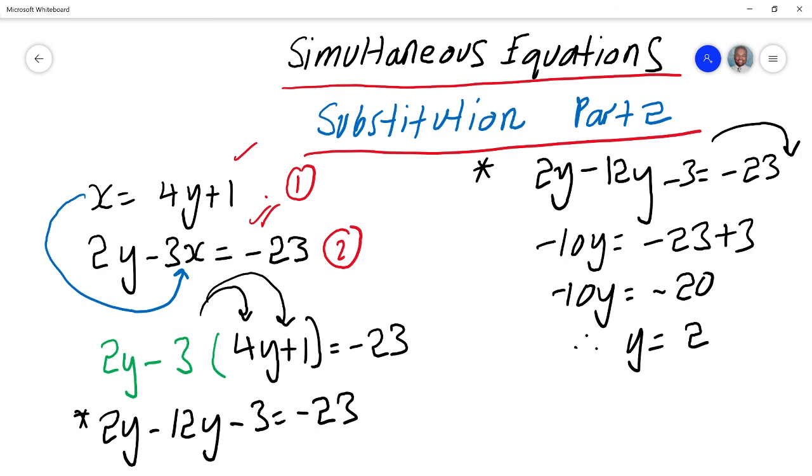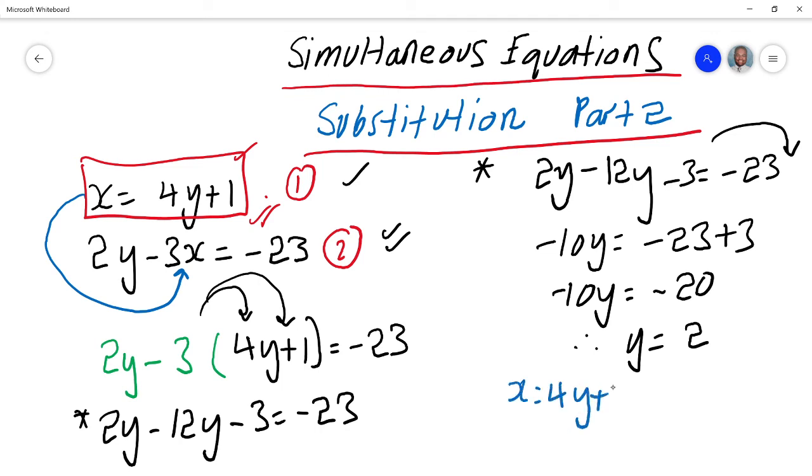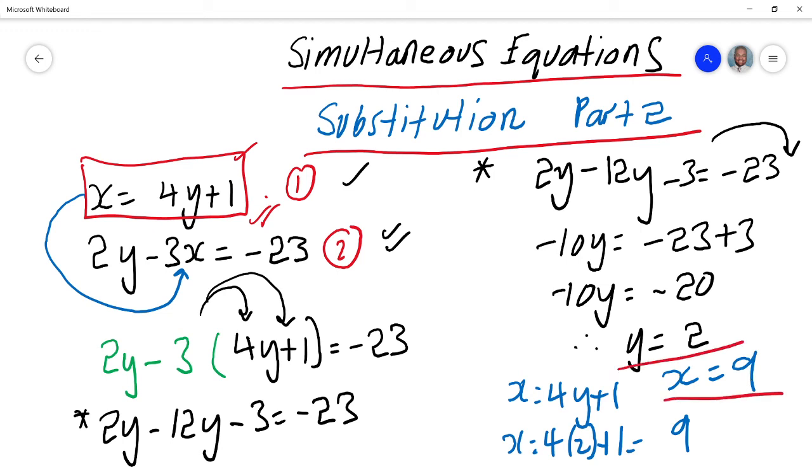What do we do from there? We're going to put the value of y in either equation 1 or equation 2. Now you want to put it in an equation that is easy to solve. So I'm just going to put it in this one here because it makes my life easy. So x is equal to 4y plus 1, so x is equal to 4 times 2 plus 1. And therefore, that answer is 9. So the value of x is 9 and the value of y is equal to 2.